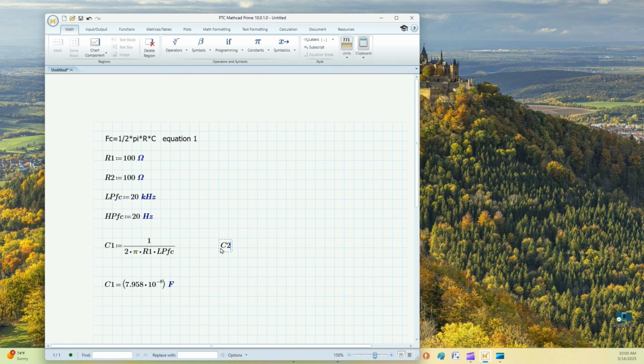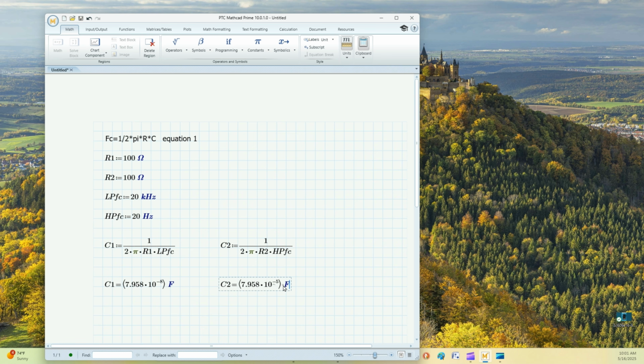C2 shift colon equals 1 divided by 2 times pi times R2 times HPFC, which is 20 hertz. Hit enter, then come down to here, say C2 equals, and it equals 7.9 to negative 5.